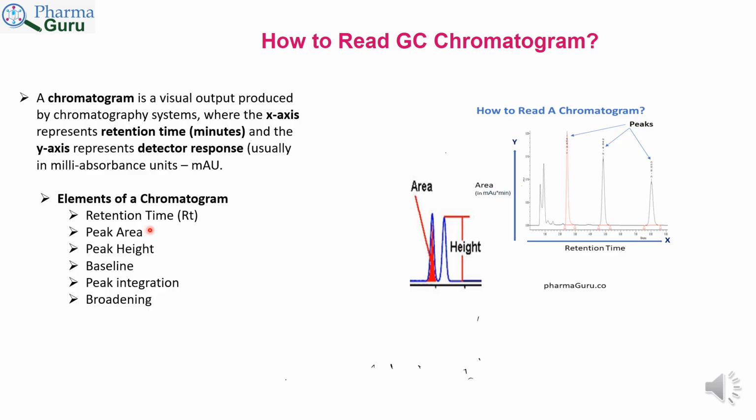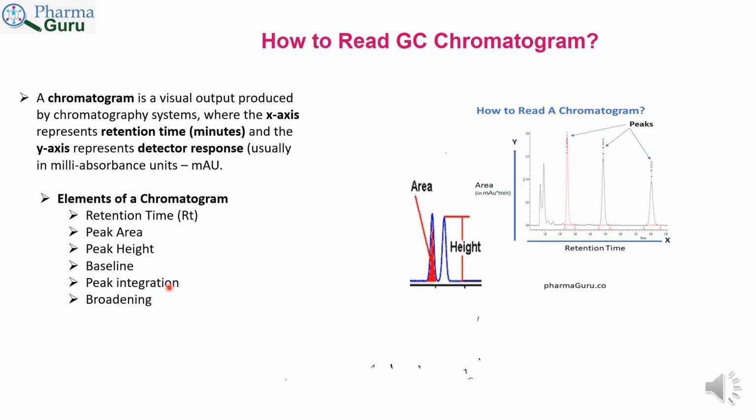Peak area. Area under the peak like this is called peak area. Peak height. The height between peak maxima and baseline of the peak is called peak height, and it is measured in this way. Baseline I have already discussed in the previous slide, and it is the response of the carrier gas, like this is the baseline.